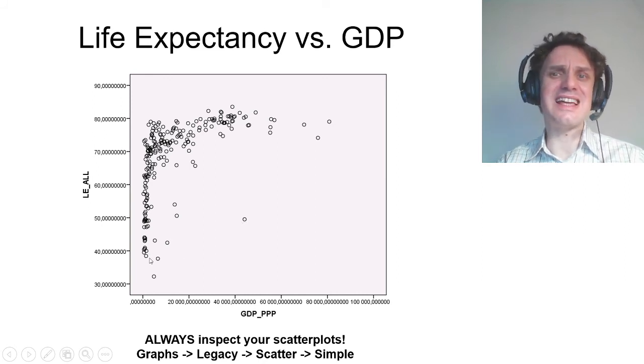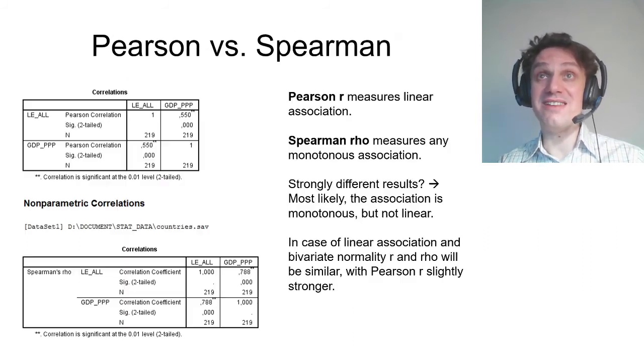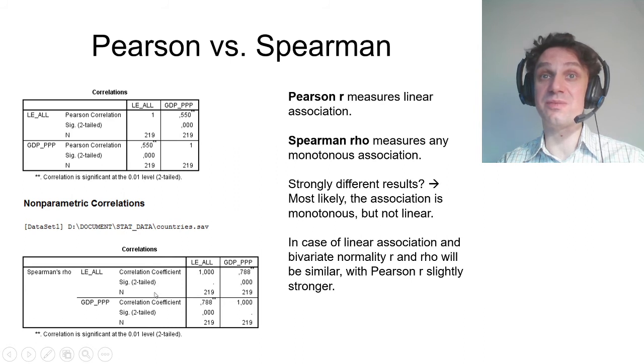So if you want to get an idea of how to model your data, it's best to inspect your scatter plots, and then you can choose the right approach. But even if you don't choose any approach, you can just calculate those two correlations in SPSS, Pearson correlation and Spearman rank correlation. And you see that here Pearson's correlation is 0.55.